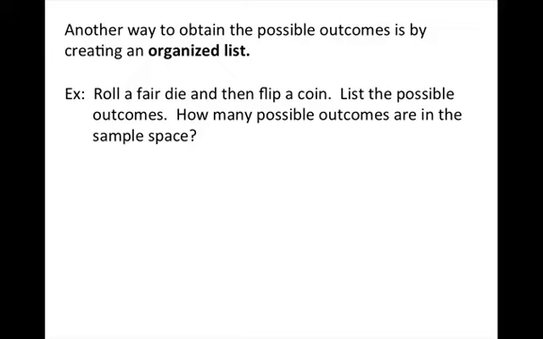So first, let's consider rolling the die. I could roll a 1, a 2, a 3, all the way up to a 6. And then when I flip the coin, I could flip heads or tails. So let's start with one option for the roll of the die, which would be rolling a 1. Well, if I roll a 1, that could be followed by tossing heads or tails. So 1H would be rolling a 1 and then tossing heads. 1T would be rolling a 1 and then tossing tails.